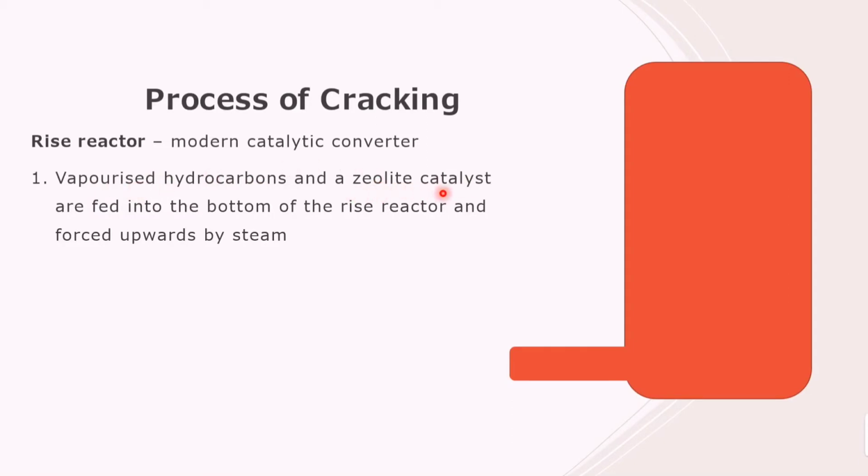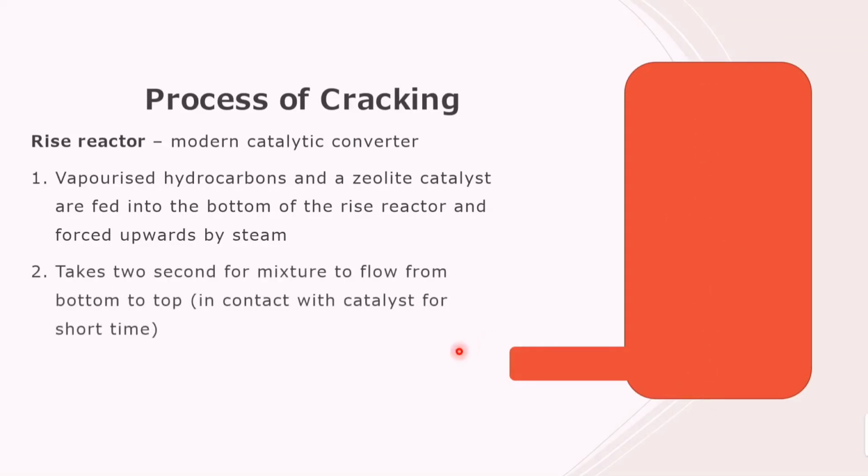So this is going to be heterogeneous catalysis. The reactants and catalyst are in different states. With this, we can imagine the vaporized hydrocarbons entering this riser reactor with the solid catalyst, and steam forces them to rise up. And it takes only 2 seconds for this mixture of hydrocarbons to flow from the bottom to the top of the riser reactor. This means that the hydrocarbons are actually in contact with the catalyst for a very short amount of time.